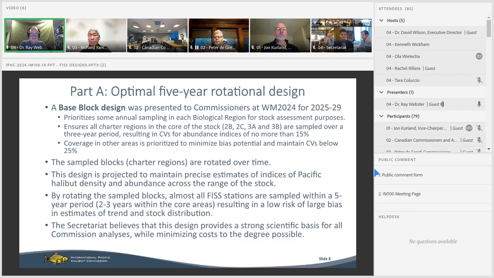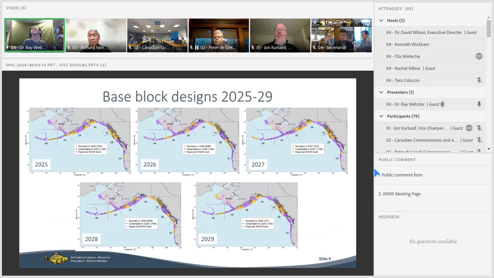The Secretariat believes that this design provides a strong scientific basis for all Commission analyses while minimizing costs to the degree possible. And although this is perhaps quite small on anyone's laptop screen, you can see larger versions in the accompanying document or by enlarging the presentation slides when you're able to. But this shows how this block design would proceed over the next 5 years, were it implemented from 2025 to 2029. So not all stations.